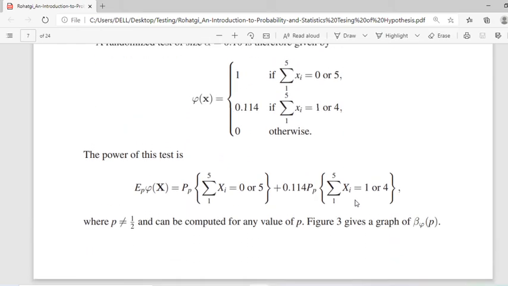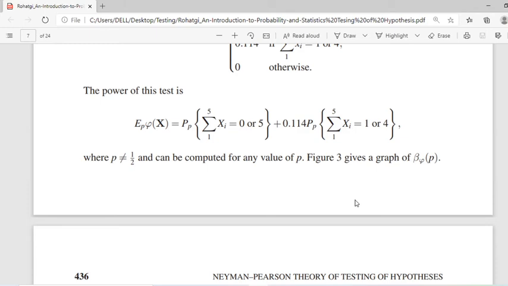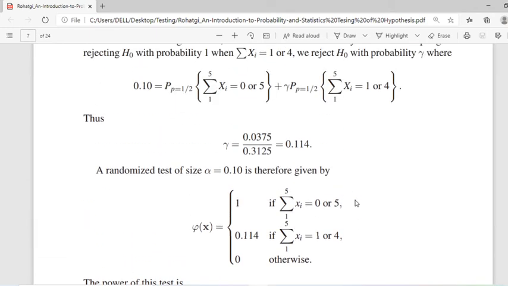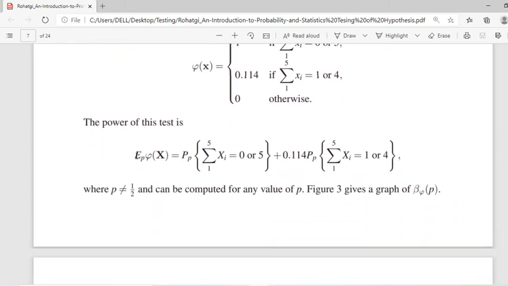Now after identification of the test function, we can find out the power of the test. So what is the criteria of a testing hypothesis? We have to fix the probability of type 1 error, and we have to maximize the power. So in order to maximize the power, we have to find out the power of the test. What is power of test?